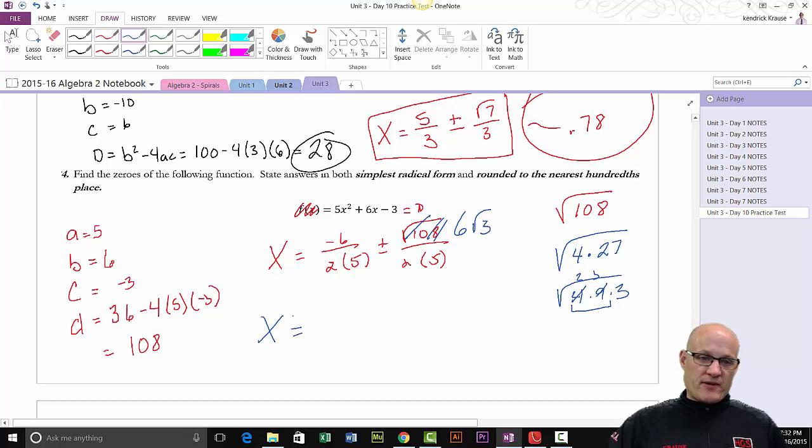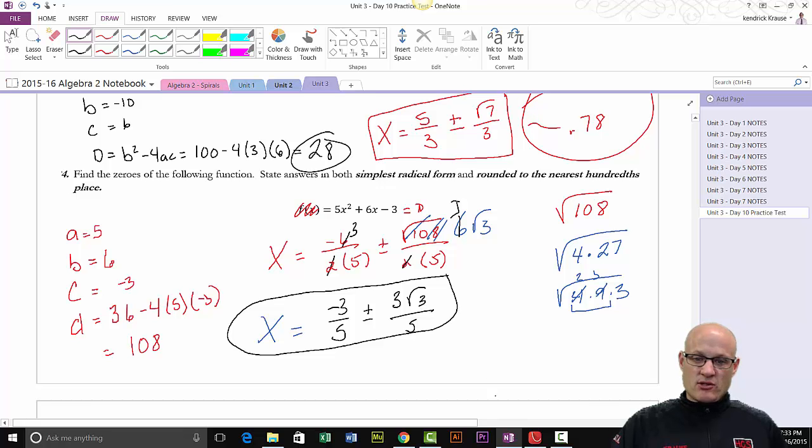So we're almost ready to give our final answer. Do a little simplifying beforehand. 2 goes in here 3 times. So I get negative 3 over 5 plus or minus, 2 goes into 6 3 times, 3 square roots of 3 over 5. There's my non-decimal answer. Grab the calculator.